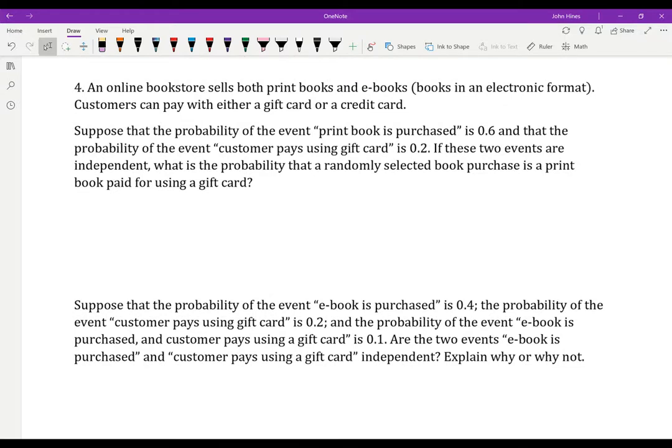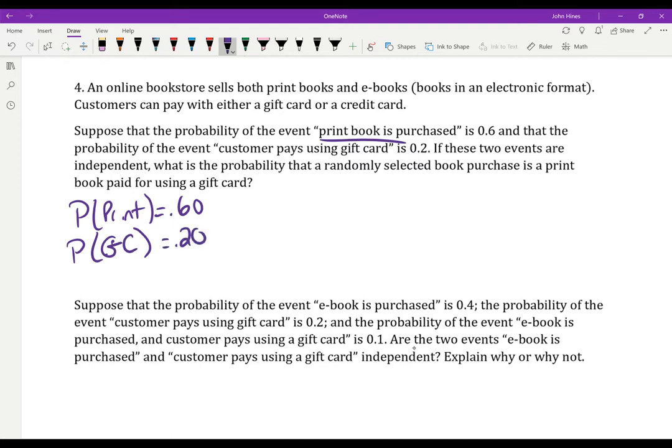Let's try this again. An online bookstore sells both print and digital ebooks. Customers can pay with gift card or credit card. So the probability that a print book is purchased is 60%. Print is 0.60. And the probability that they pay with a gift card is 0.2. If these events are independent, what is the probability that a randomly selected book to purchase is print and gift card? So I'm telling you, we know they're independent.